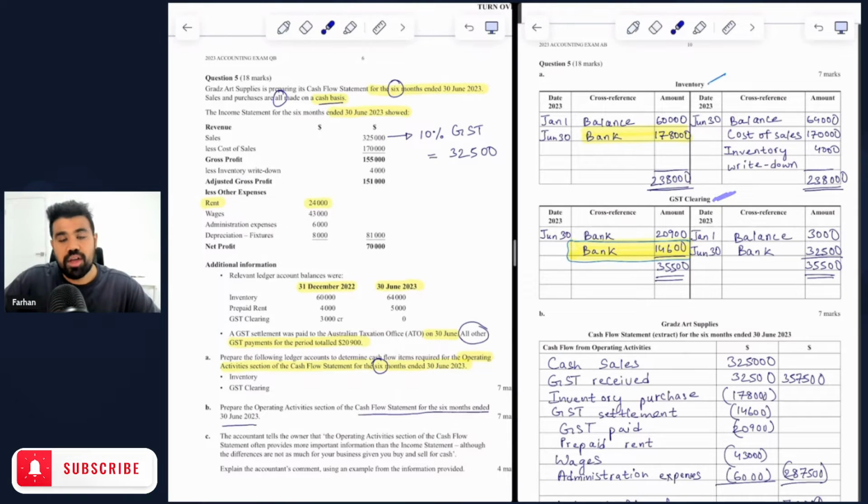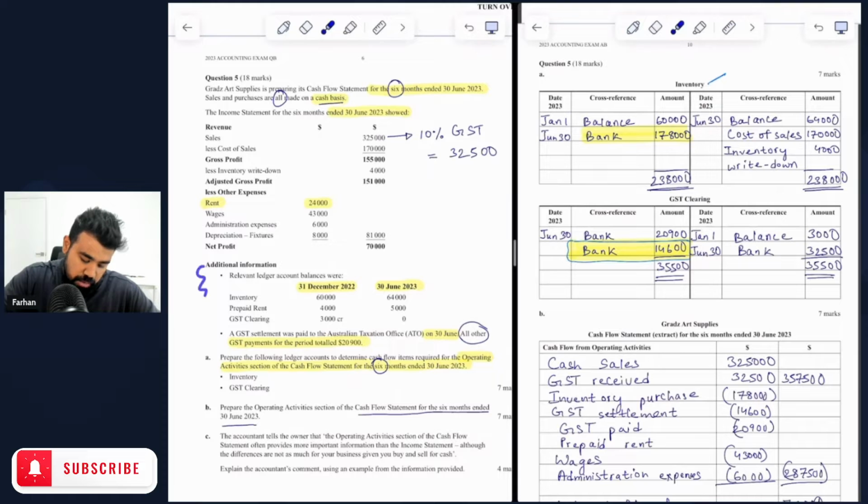Now, GST clearing has to do with the GST that the business has paid out and the GST that the business has collected. So when will the business pay GST? Normally when it makes purchases relevant to expenses or when it makes purchases from suppliers. When will the business collect GST? When it makes the sales to its customers. Okay, so what we have to do is check the GST clearing closing balance for the previous 6-month period ending 31 December 2022, which is given in the question.